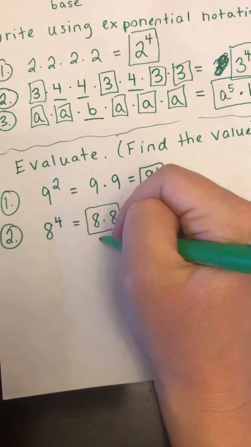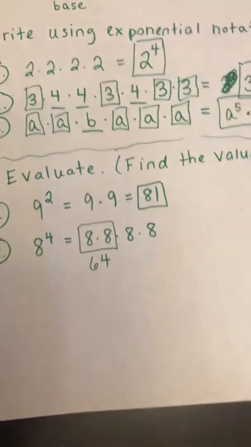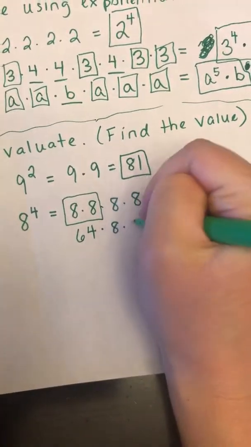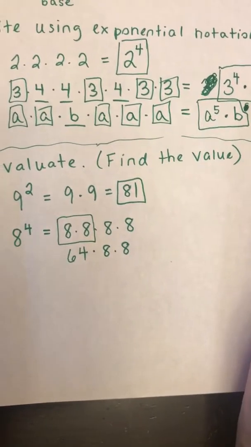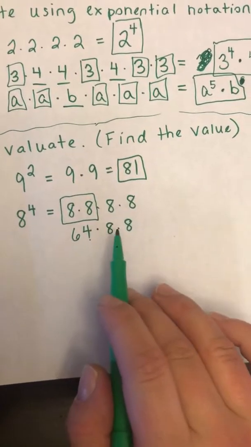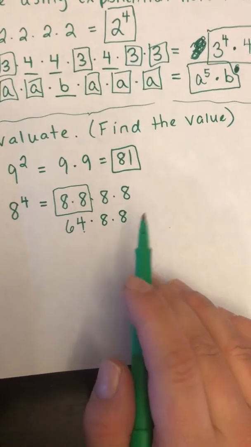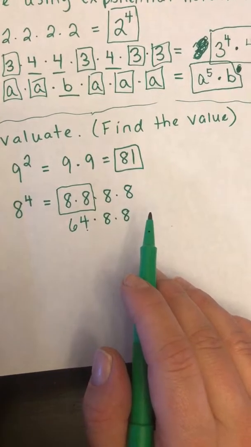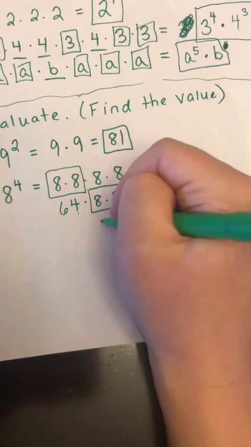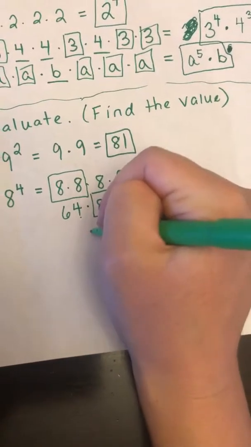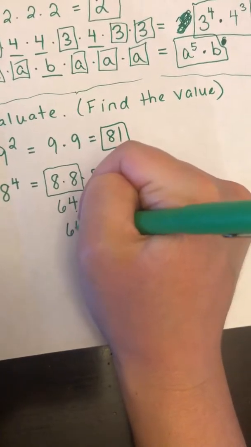So 8 times 8 is 64. Notice I put a box around it, and I do that because that shows me what I've used and what I haven't used. And then I just brought down each 8 that I haven't used yet. Now, we can either do 64 times 8 or 8 times 8 first. It doesn't matter because it's all multiplication. So let's just say I do this one. This 8 times 8 is 64, but I still have another times 64.